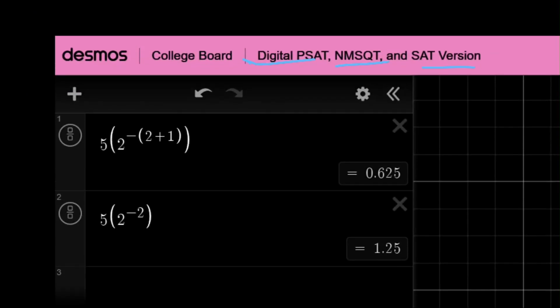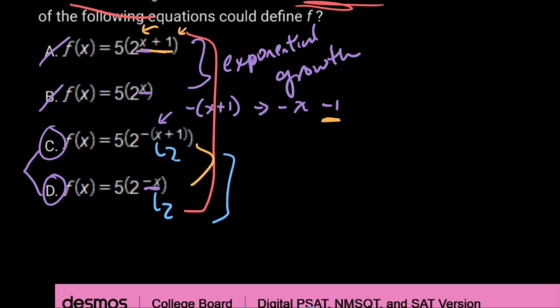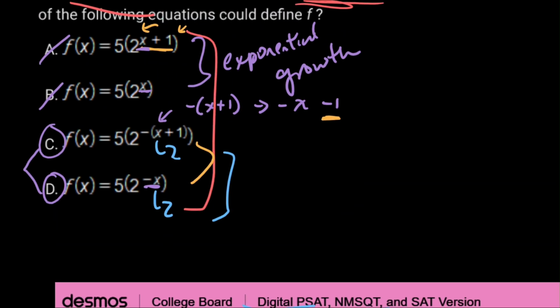So what I did is I put that in our Desmos calculator, the digital PSAT, NMSQT, and SAT version calculator. I put 2 in for x here, I put 2 in for x here. This was the function from option C, this is the function from option D. We see here that the function from option D gives us 1.25, which is of course the correct answer. That means that with finality, we can highlight D as being our correct answer.